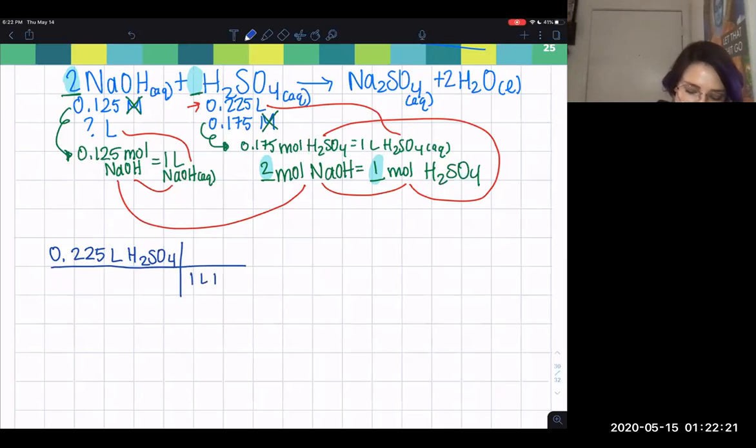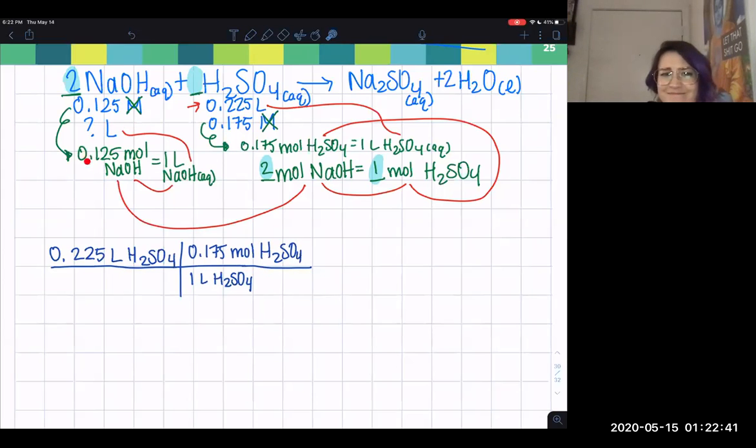Okay, so 1 liter of sulfuric. Again, I'm starting with the sulfuric because I know the most about it. You start with what you know, and then you venture into the unknown. 0.175 moles of sulfuric acid. Now, this also is going to help you if you remember, when in doubt, mole it out. Just find moles. Can I find moles of sodium hydroxide? Because I don't have the liters of sodium hydroxide. I can turn this into a conversion, but I can't find moles. Can I find moles of sulfuric? Yes. If you have liters and molarity, you've got moles.